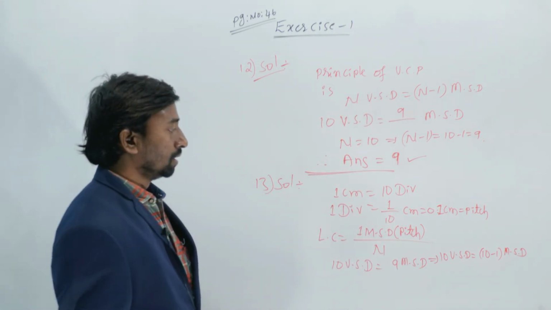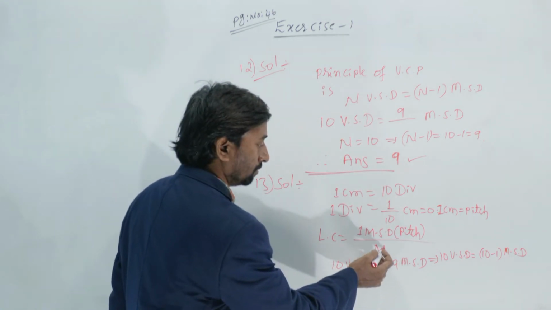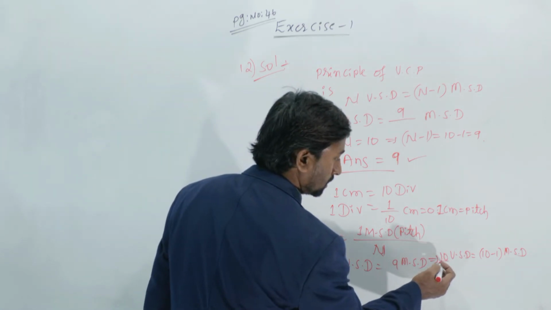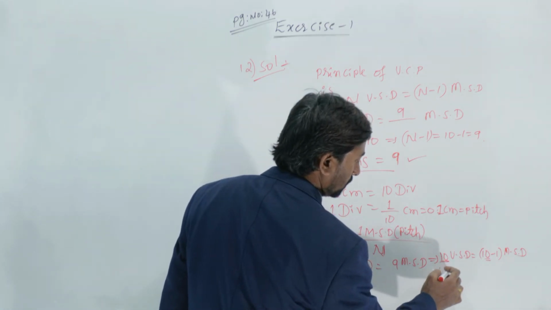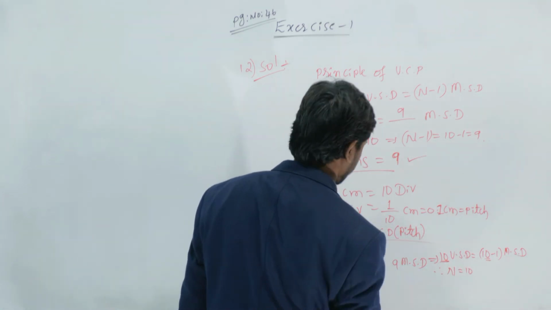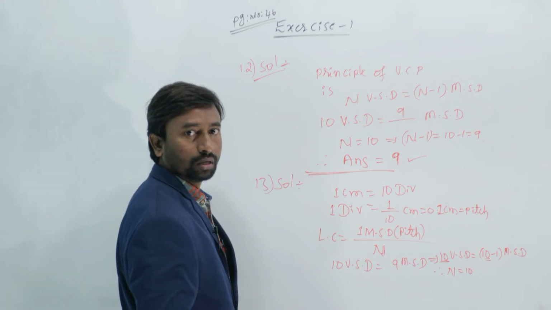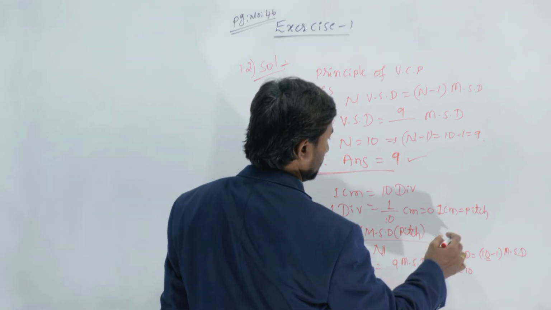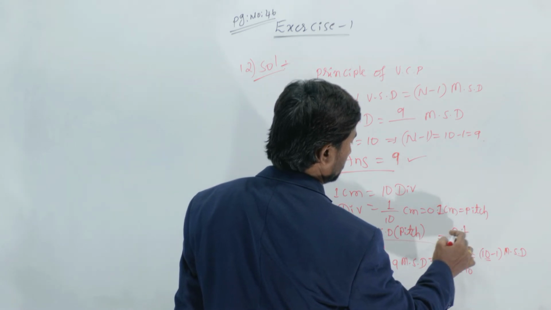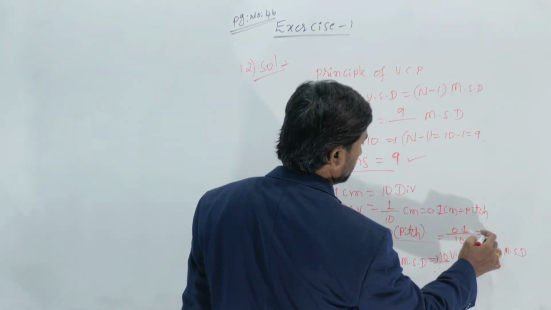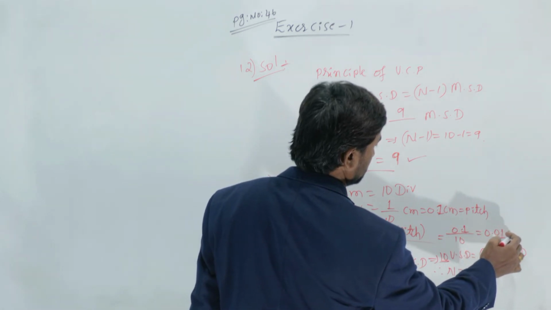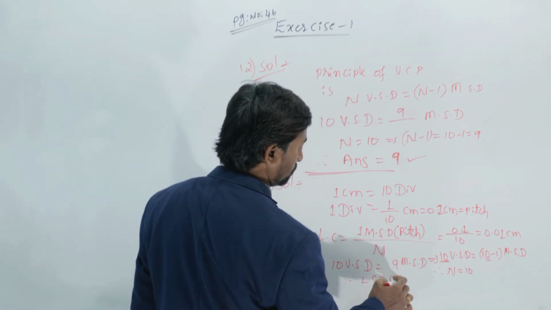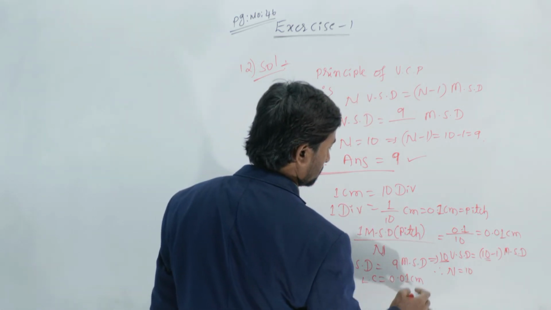Here N, the number of divisions on the Vernier calipers, is 10 divisions. Then the least count is 1 MSD, that is 0.1 centimeter, divided by 10, which gives 0.01 centimeters. Therefore, the least count is equal to 0.01 centimeters.